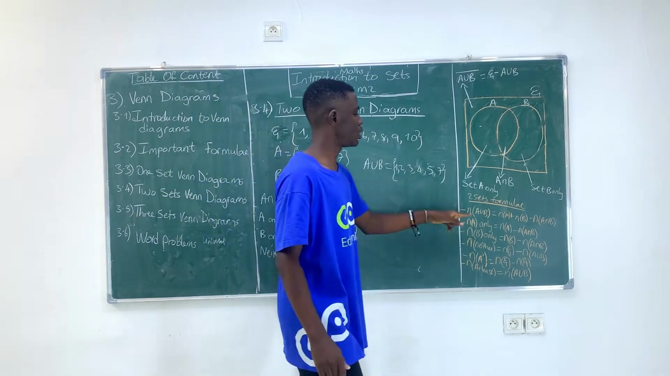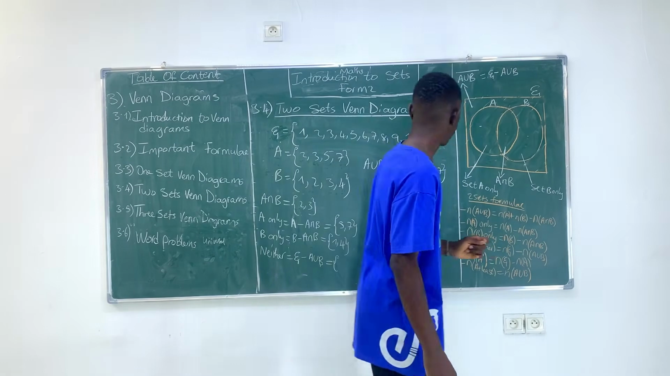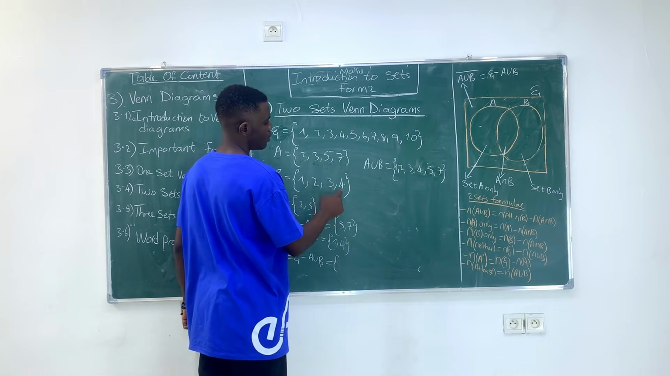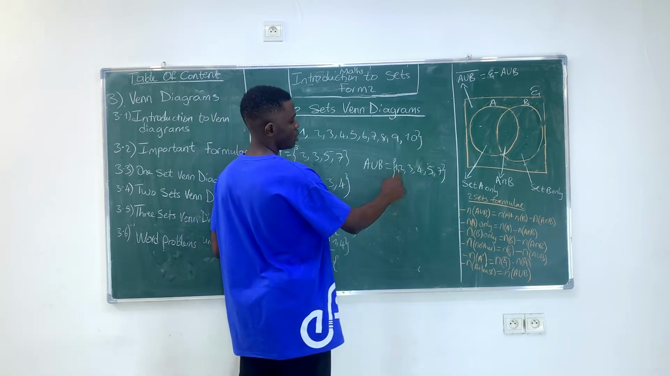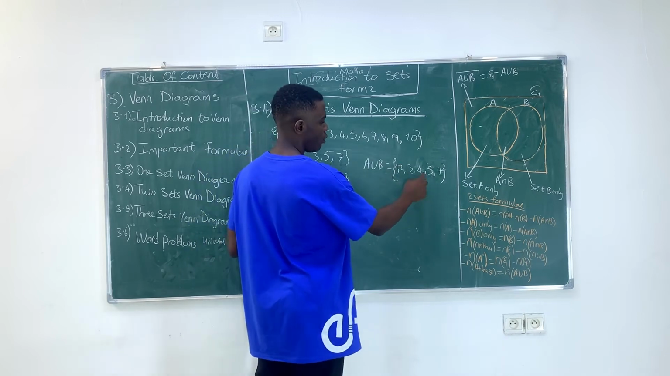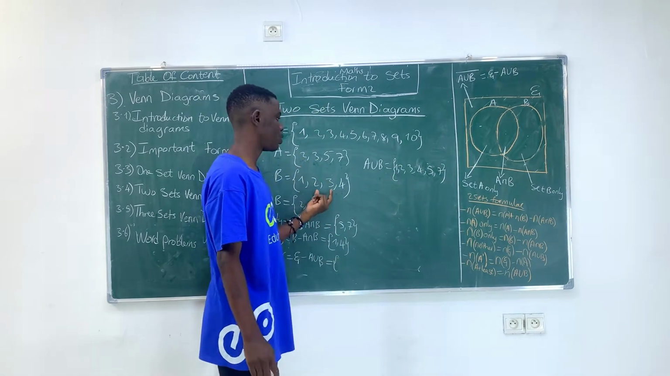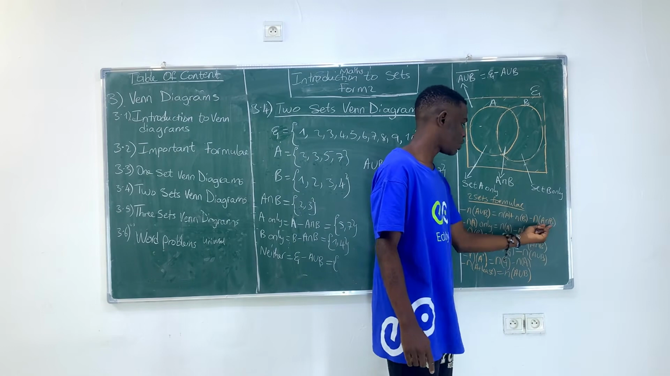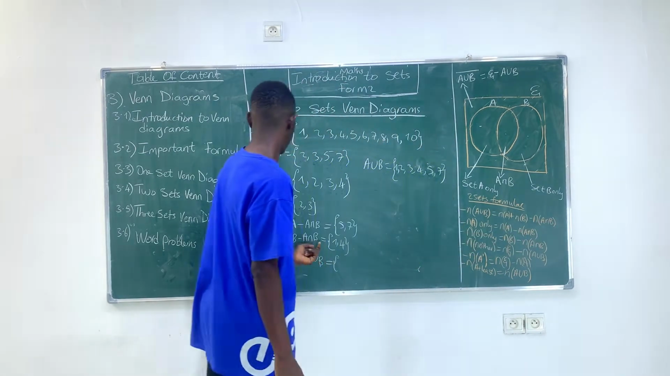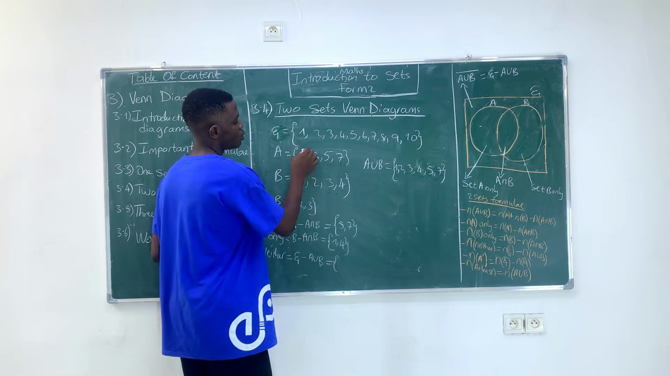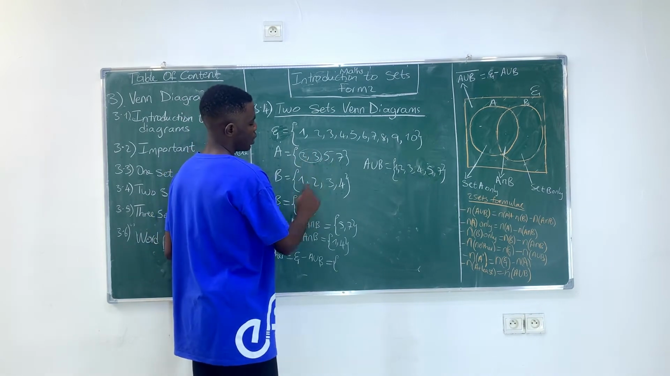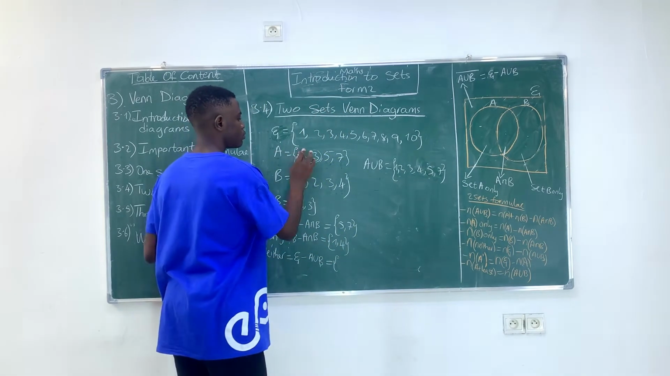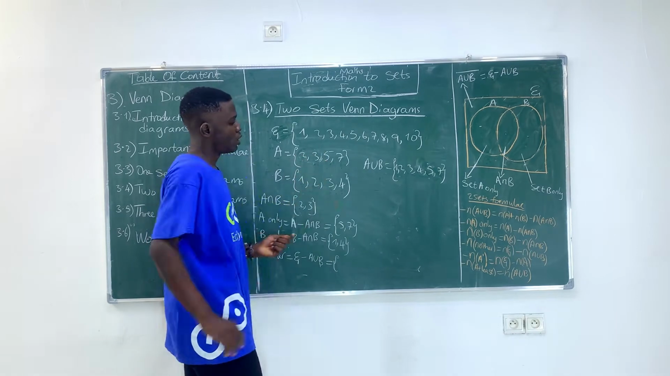If you check well, A union B is A plus B minus A intersection B. If I add A and B, I'm going to have 2, 3, 5, 7 and 1, 2, 3, 4, so 2 and 3 appear again, because 2 and 3 are in A and also in B. The formula says n(A) plus n(B) minus n(A intersection B). What is A intersection B? 2, 3. So one of the 2, 3s has to go. I'll just put 5, 7, 1, 2, 3, 4. So that's A union B.